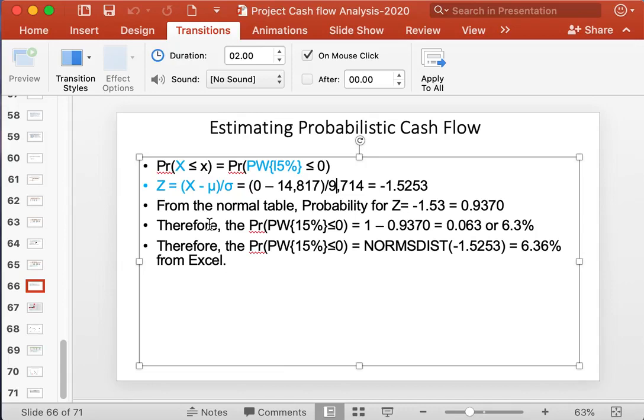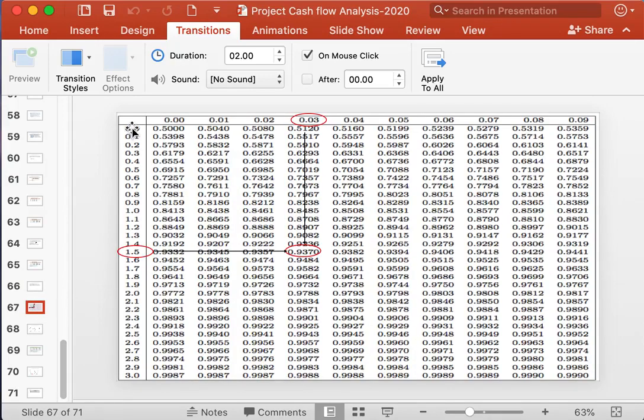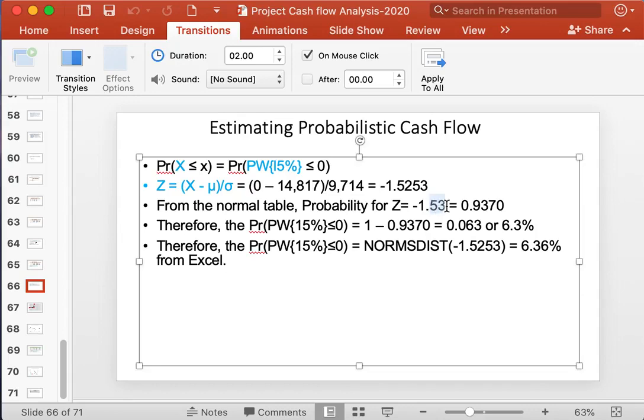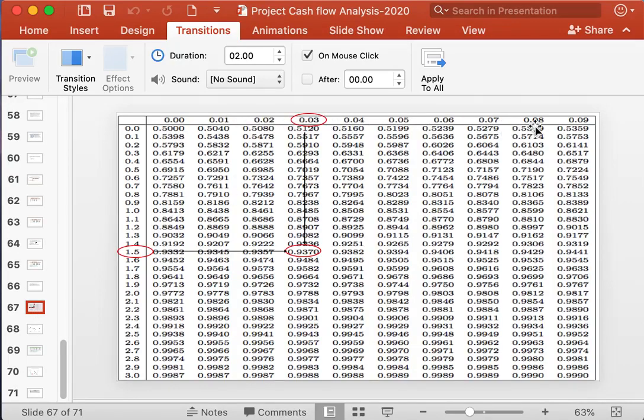So from the normal probability table, we can find out the value of probability using this 1.53. So 1.5, you can look along this column. You can see 1.5 here, and this 1.53 is nothing but 1.5 plus 0.03. So this 0.03 we can look up along this first row. 0.03 is here, so we go down wherever this 1.5 and 0.03 meet, that will give the value of the probability, which is 0.9370.